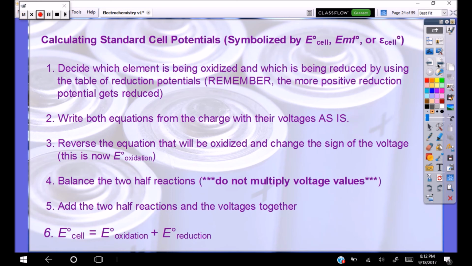Then you add your two half reactions together, and then you can also add your voltages together. And our equation for that is the E cell is equal to the E of oxidation and the E of reduction.